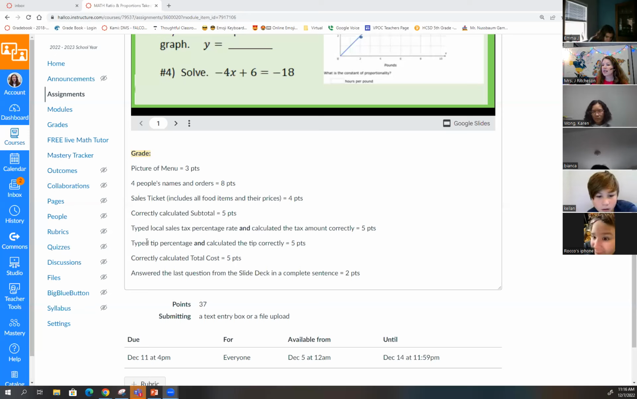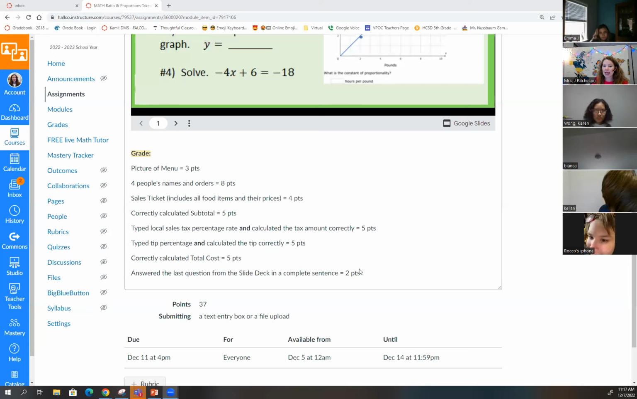Then you're going to type a tip percentage. The least you can leave is 10%. You're either going to do 10%, 15%, or 20%. You have to tell me the percentage and how much that tip is. If you correctly calculated the total cost, you get 5 points, and you have to answer the very last question from the slide deck, which gives you 2 points. That's a total of 37 points.